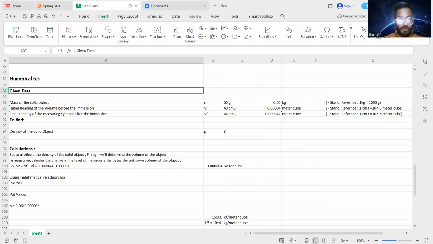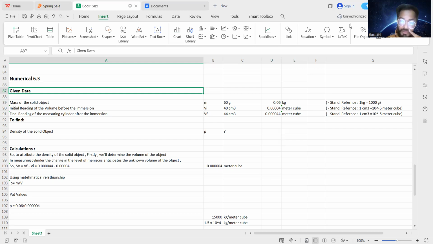So without wasting any time, I'm going to read the statement of the next numerical, which is numerical 6.3. And the statement is, an examiner asked that when a solid of mass 60 gram is lowered into a measuring cylinder, the level of water rises from 40 centimeter cube to 44 centimeter cube.